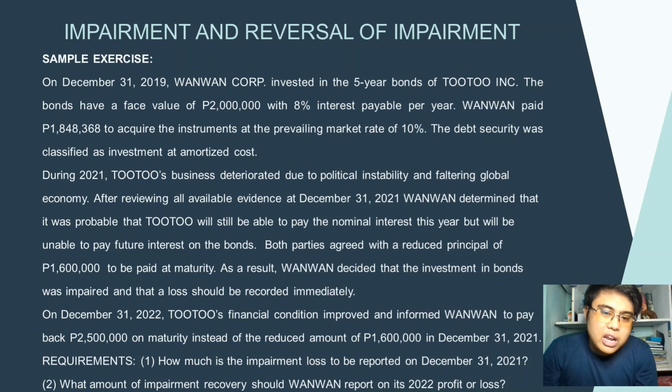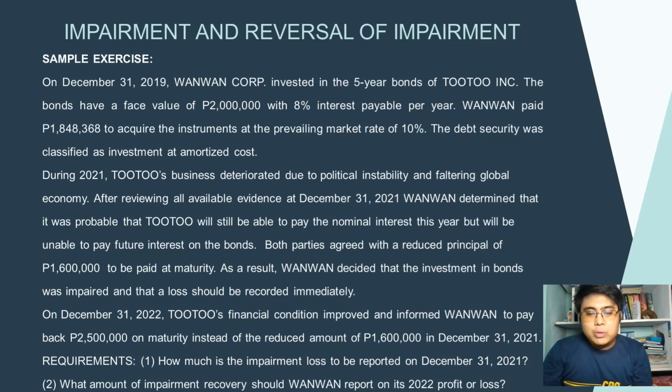And after reviewing all available evidence at December 31, 2021, 1-1 determined that it was probable that Tutu will still be able to pay the nominal interest this year. Kaya pa raw bayaran ni Tutu yung interest ngayong taon. Pero unable na siya na bayaran yung future interest on the bonds. As well as both parties agreed na bawasan na yung babayaran niya in the future, instead na 2 million, gawin na lang daw 1.6. And because of this, 1-1 decided that the investment in bonds was impaired and that a loss should be recorded immediately. So, ibig sabihin, on December 31, 2021, we will compute an impairment loss.